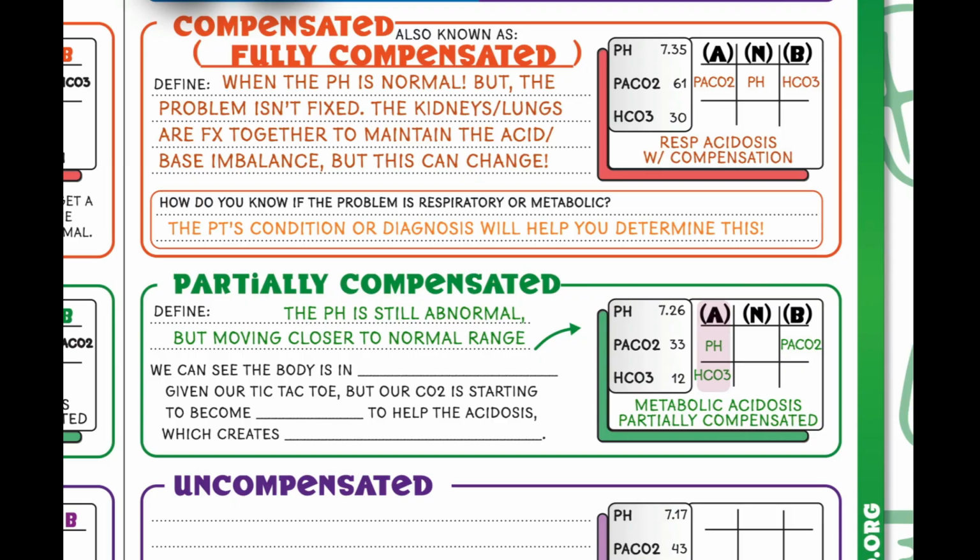It means our body is hyperventilating. It's blowing off that CO2. This is that DKA that we were talking about with those Kussmaul respirations. So we're blowing off a tremendous amount of CO2, not retaining it. And this way, we're actually assisting our kidneys. So we can see that the body is in a metabolic acidosis, given our tic-tac-toe, but our carbon dioxide is starting to become alkalotic to help the acidosis, which creates that partial compensation.